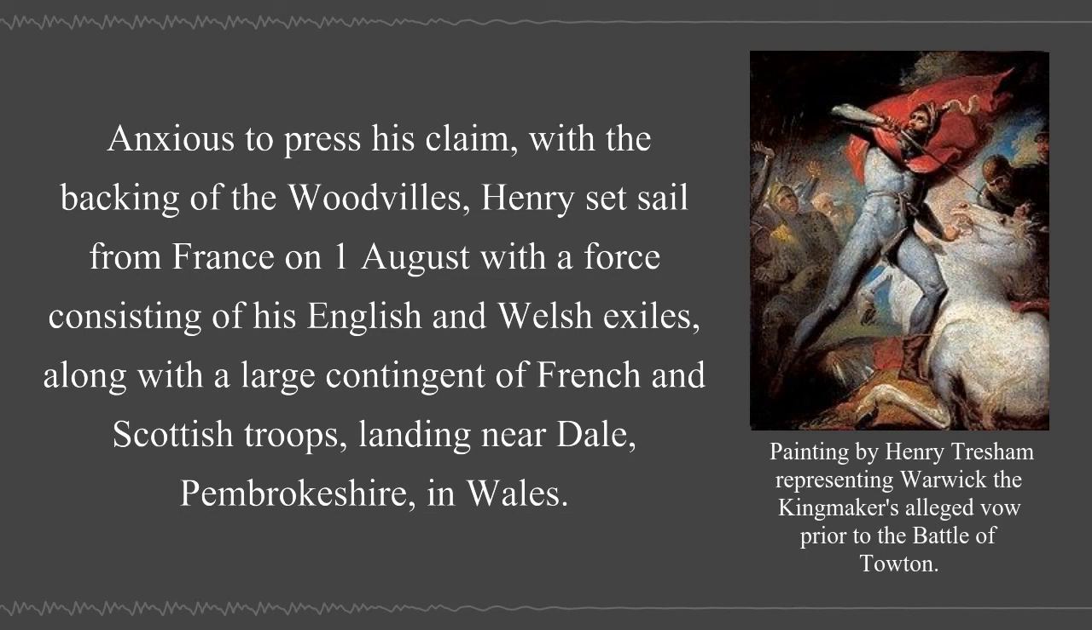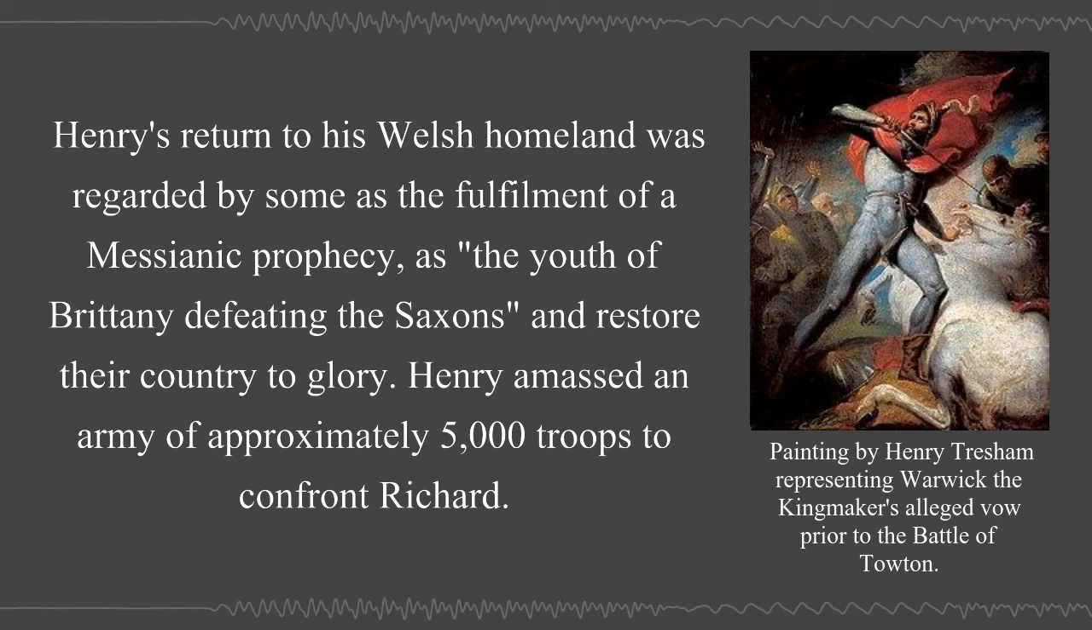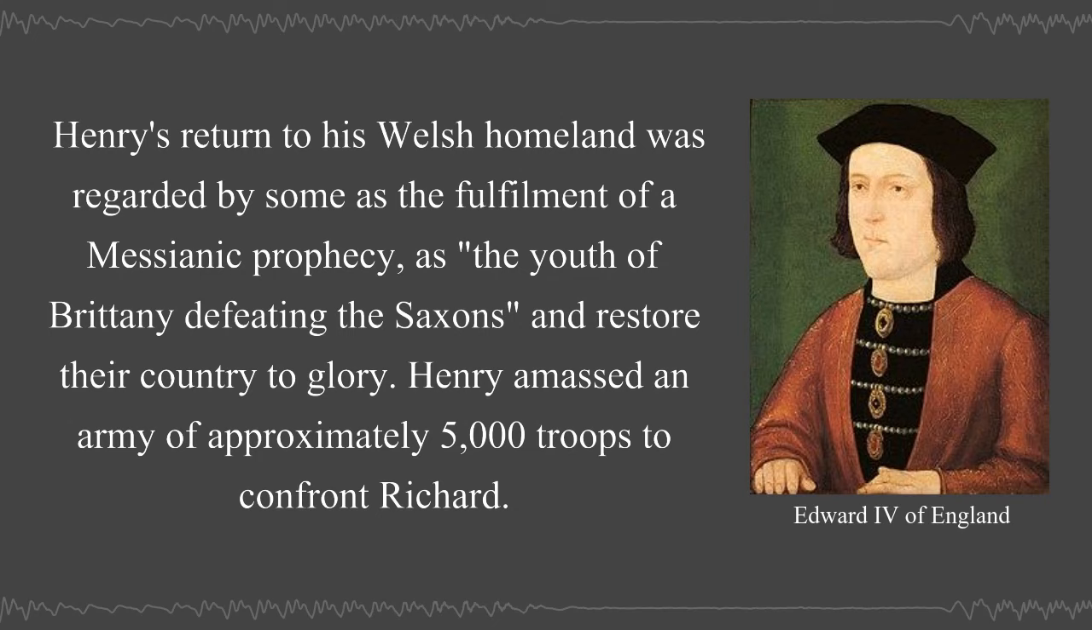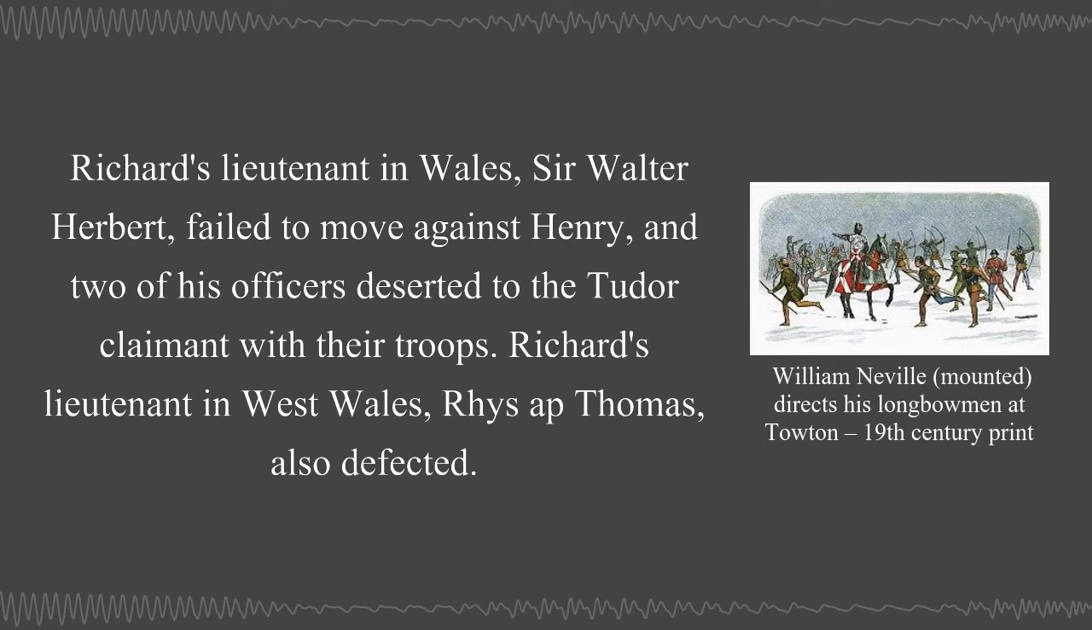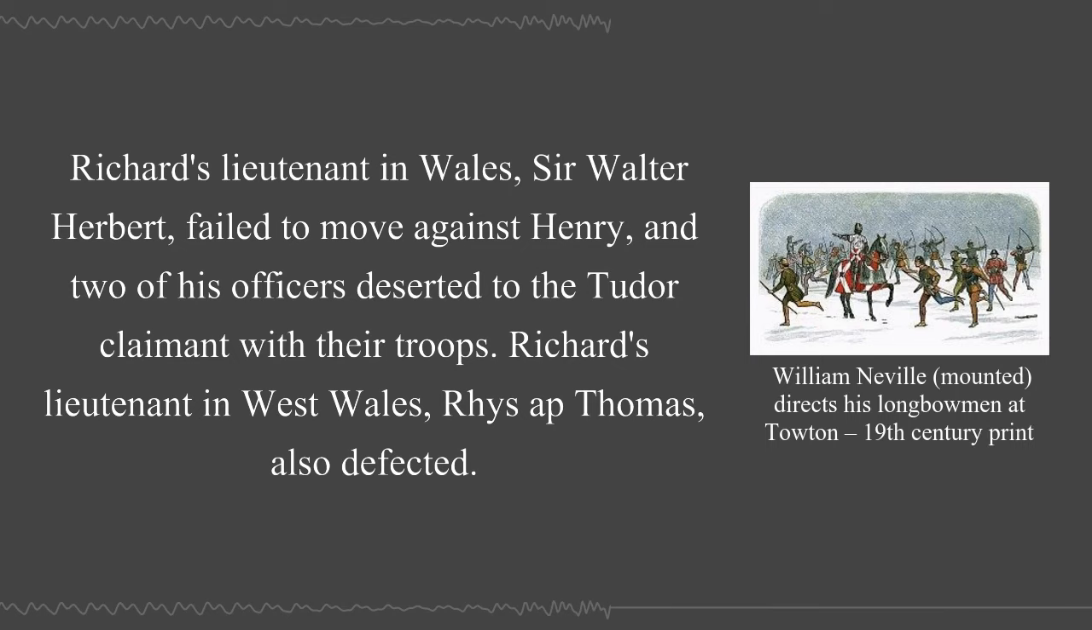Henry's return to his Welsh homeland was regarded by some as the fulfillment of a messianic prophecy, of the youth of Brittany defeating the Saxons and restoring their country to glory. Henry amassed an army of approximately 5,000 troops to confront Richard. Richard's lieutenant in Wales, Sir Walter Herbert, failed to move against Henry, and two of his officers deserted to the Tudor claimant with their troops. Richard's lieutenant in West Wales, Rhys ap Thomas, also defected.